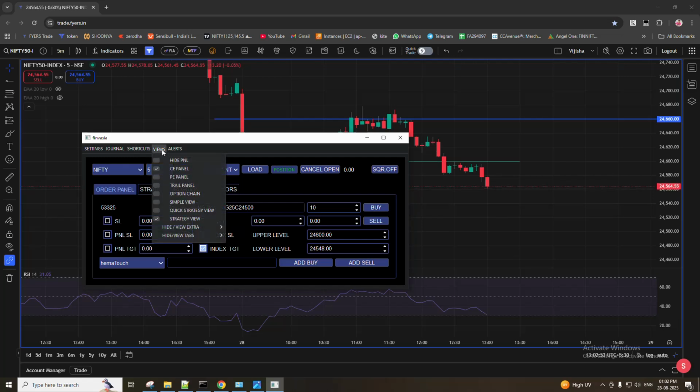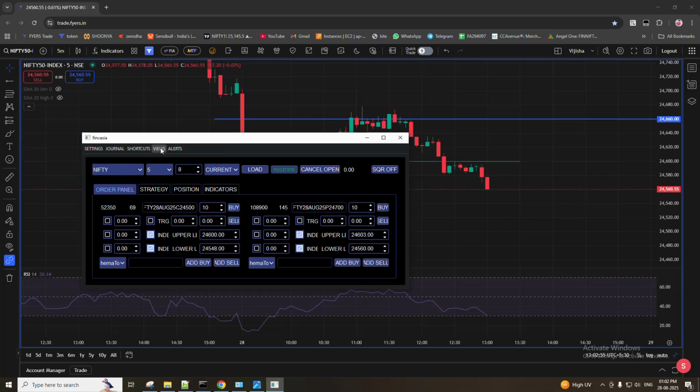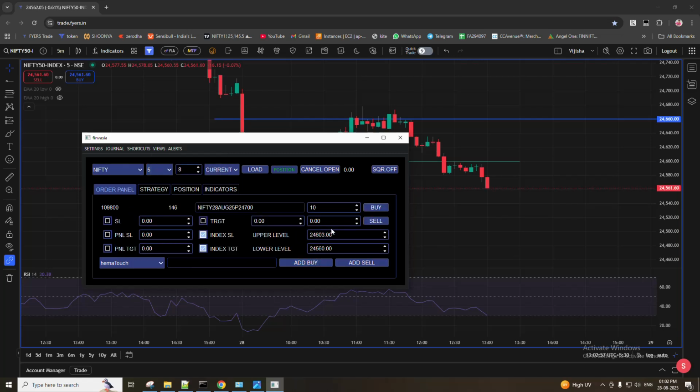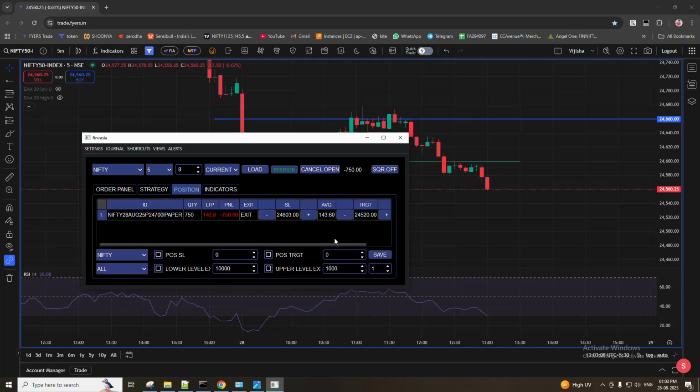So I am going to the CE panel. Here we have already selected an SL and target. Okay, buy. Position order got placed, and here if you want to move our SL to the high of the previous candle, just click previous high or low. So the SL is automatically moved to 24595, which is the high of the previous candle.